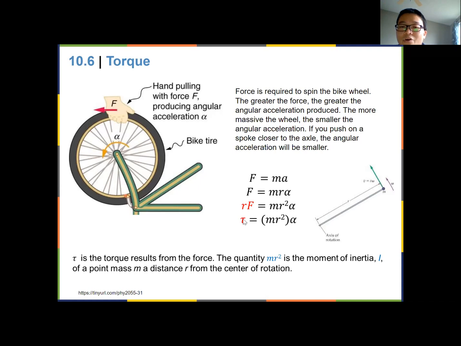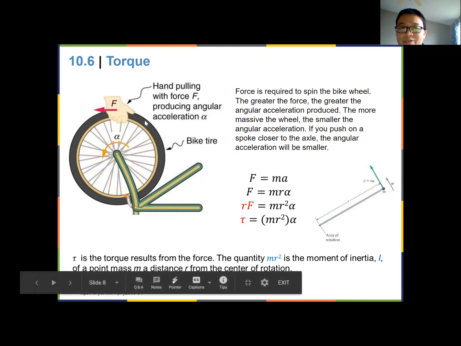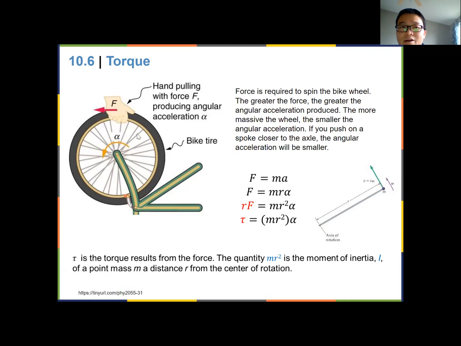So torque is the cause for an object to rotate. Torque makes the object rotate. So if you exert force, then as a result, there's a torque on the wheel here that will make this wheel rotate.